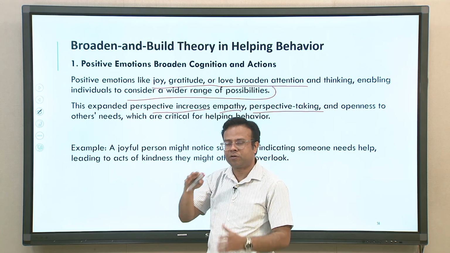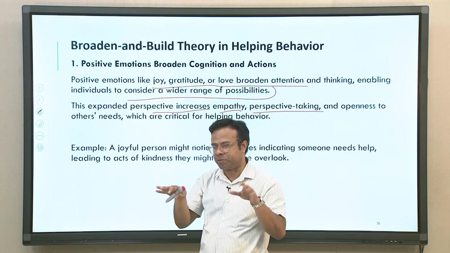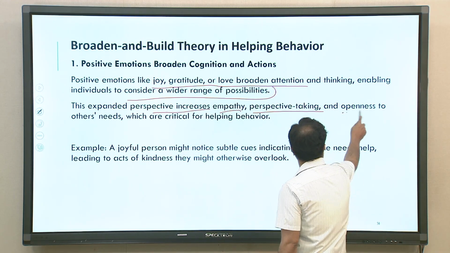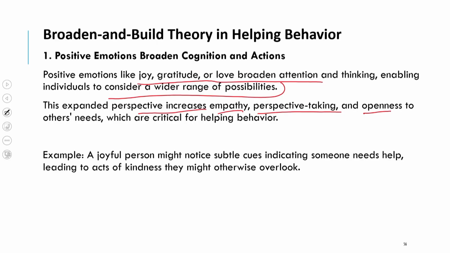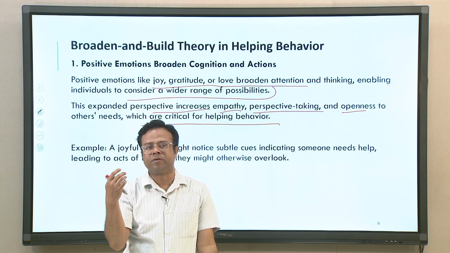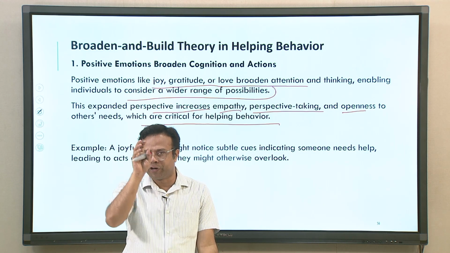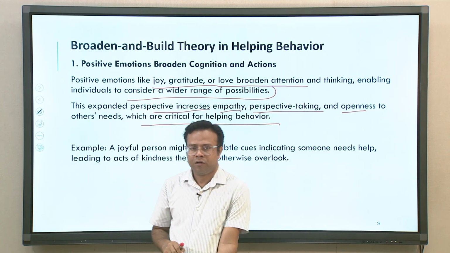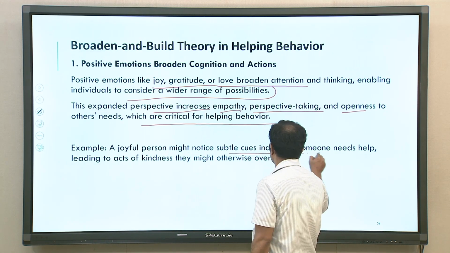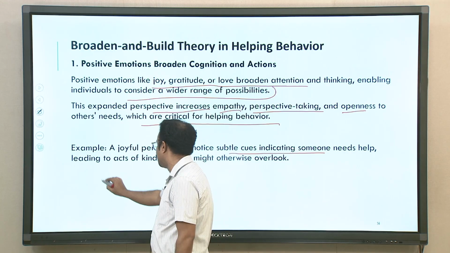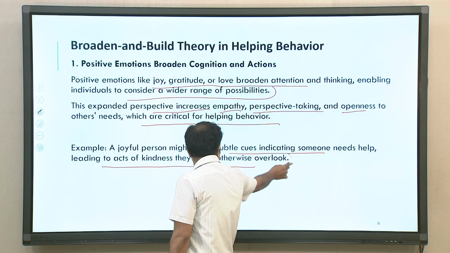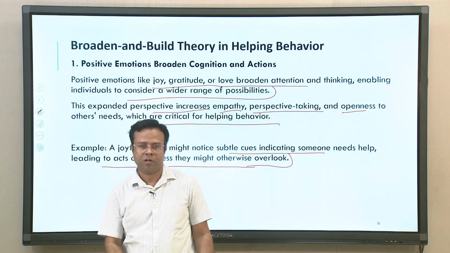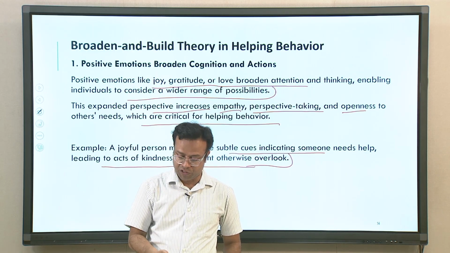So, positive emotion also helps people understand the perspective of other people, and it makes them open to others' needs, which are all critical for helping behaviors. When you understand others' perspective, your empathy increases. When you are open to the needs of other people, you are more likely to help individuals as compared to when you are very rigid. A joyful person, for example, might notice subtle cues indicating someone needs help, leading to acts of kindness which they otherwise might overlook. So, this is one important aspect of this theory.